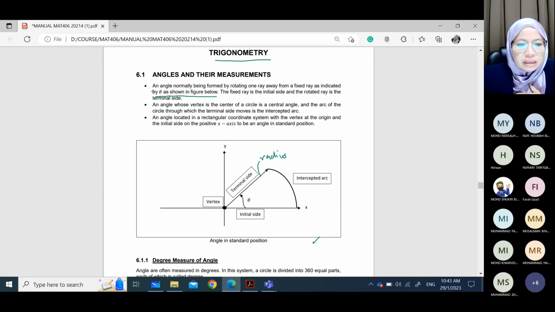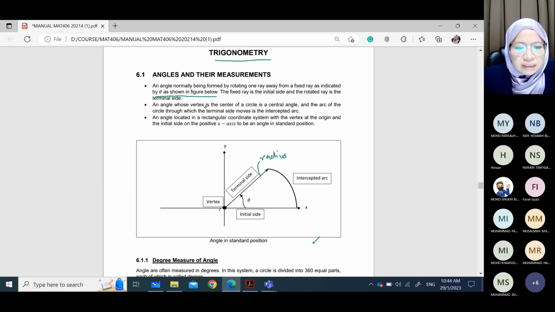So this is that an angle normally being formed by rotating one ray away from a fixed ray as indicated by theta as shown in the figure below. So the fixed ray is the initial side and the rotated ray is the terminal side. So kalau nampak dekat sini dalam gambar rajah ni, yang hujung ni kita panggil sebagai vertex. Okay, so yang ini adalah initial side. So yang ini adalah intercepted arc. So arc ni adalah dia punya ukuran dia ataupun panjang dia lah. Okay, so yang ini kita panggil sebagai terminal side.